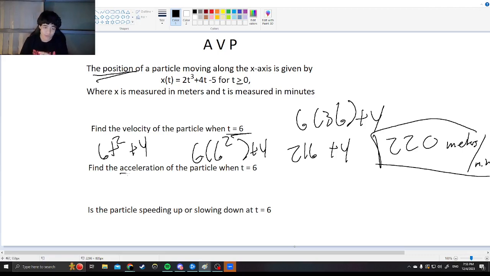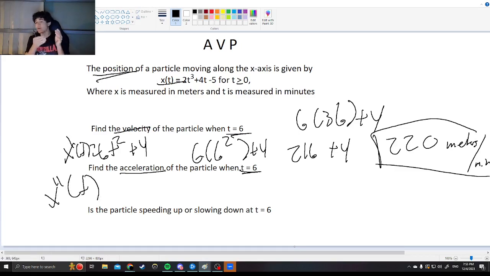The acceleration at t equals 6, what is the acceleration? It's the derivative of the velocity function, right? If this is x prime of t, because our original function is x of t, then the acceleration is x double prime of t, right? It's the derivative of the derivative. We just derive this function that we have here, and we get 12t plus 0, right? We just get 12t. So now if we're plugging in 6, 12 times 6 is 72, and that's just it.